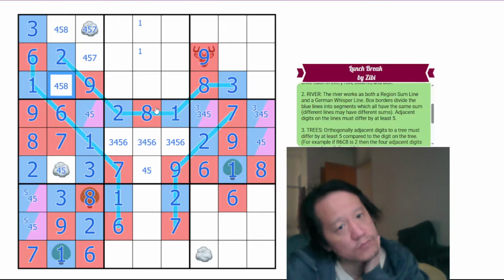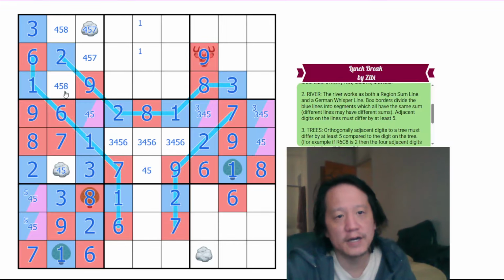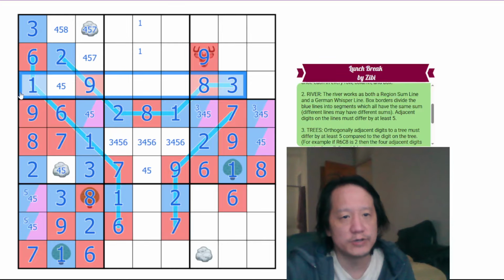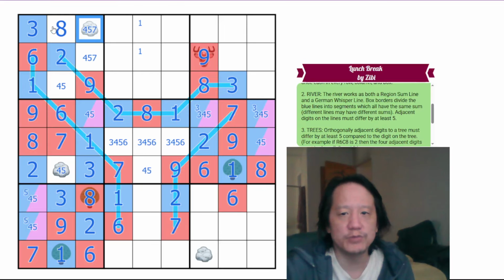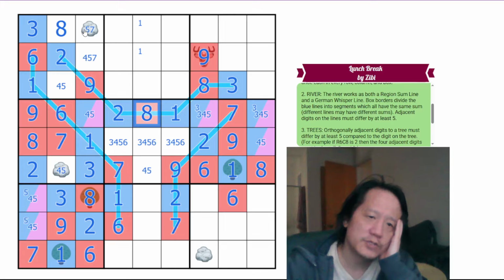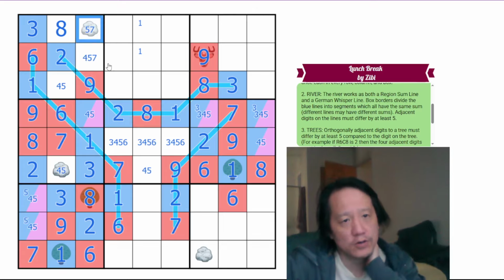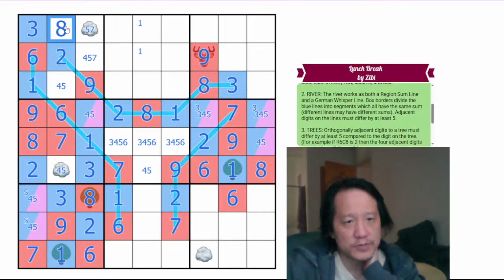Interesting. This cannot be 8 because of 8 in the row. So that means where's the 8 in column 2? It has to be here. This is 8. This digit must be at most 3 away from it, so it cannot be 4. So we have 5 or 7 here. So this is high.